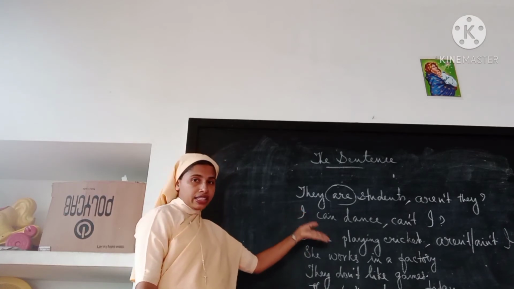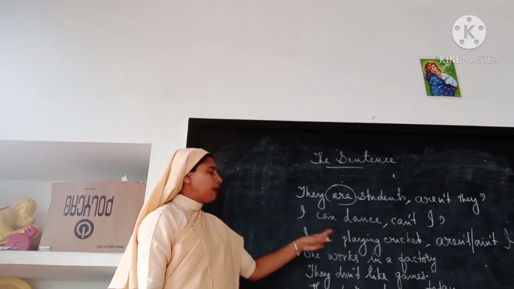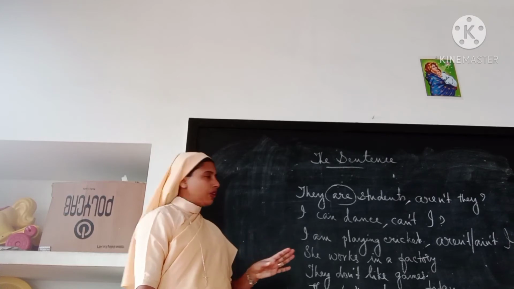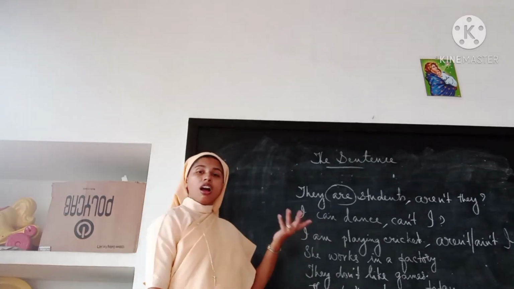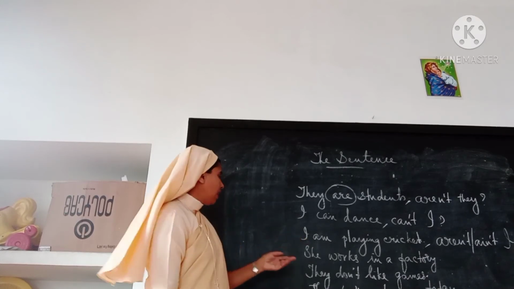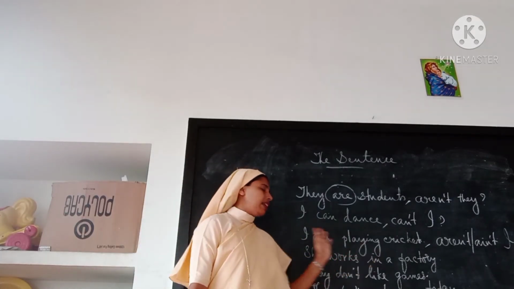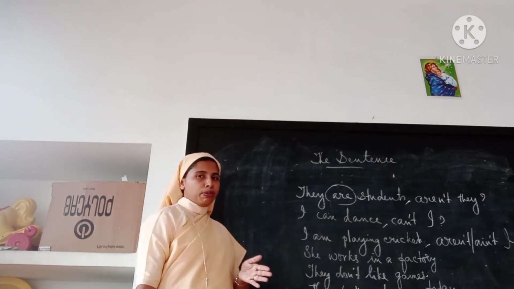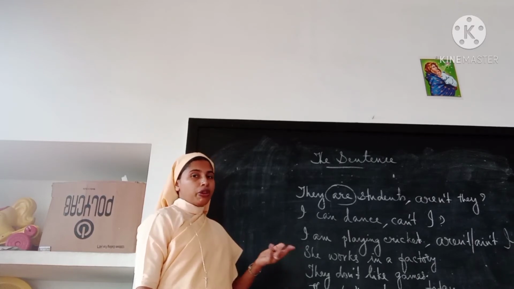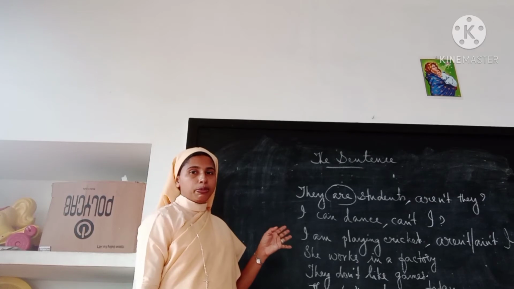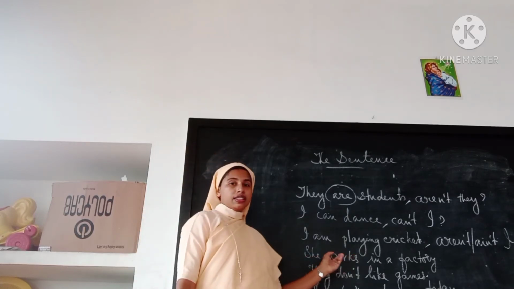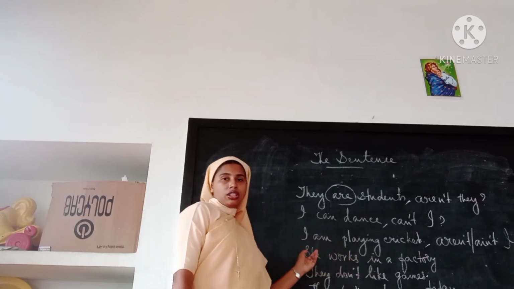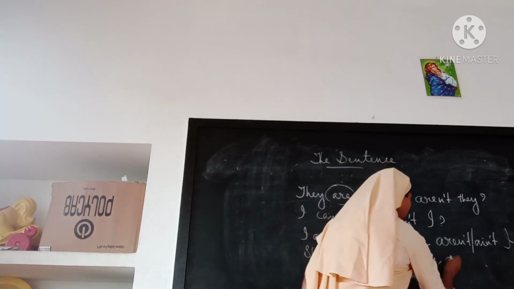But if it is a negative sentence, for example, I am not playing cricket, the auxiliary will be used the same. For example, I am not playing cricket, am I, that is the question tag. Okay. Next sentence, she works in a factory. Which tense is used? The simple present. So auxiliary is not seen there, but we know do or does will be there in simple present tense. Since it is she, we will use does. So, doesn't she? Question tag will be doesn't she.